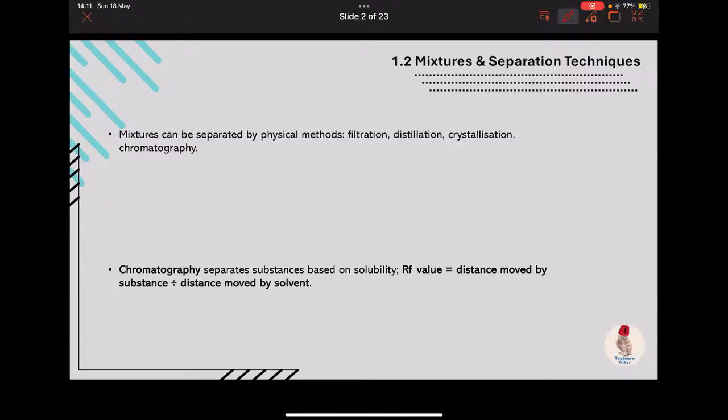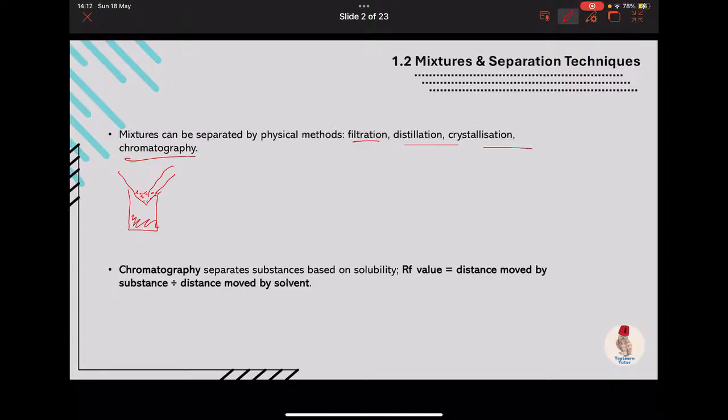Now, mixtures can be separated by physical methods: filtration, distillation, crystallization, and chromatography. Filtration is, if you have a beaker and a cone of filter paper, used to separate an insoluble substance from a solution. Let's say you have small iron filings in water, you'd pass the water through here, the water would collect in the bottom, and your iron filings would collect above, as they are too big to fit through the filter. However, the water can pass straight through.